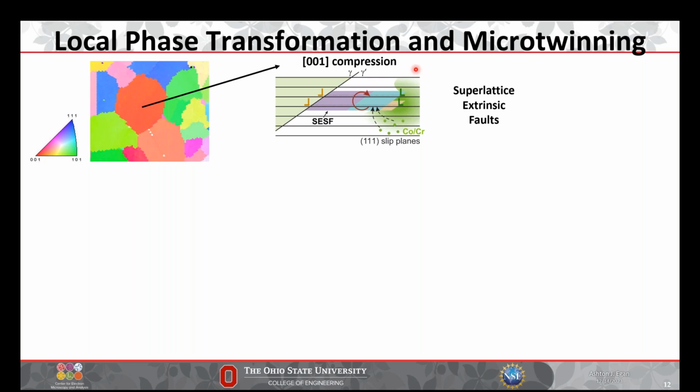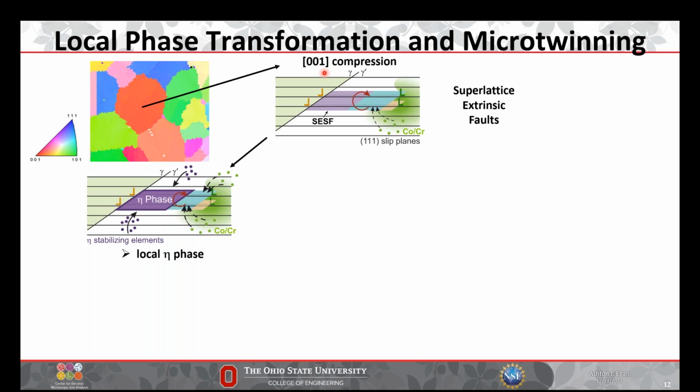And because we're at creep, diffusion is at play. So basically what we'll have is Cottrell atmospheres of cobalt and chromium, which are gamma formers, and they stick near the leading partial dislocations as they shear through these gamma prime precipitates, right? And so once this original shearing happens, a fault called a superlattice extrinsic fault is left in the wake. And then this can, upon further elemental segregation, form a local eta phase.